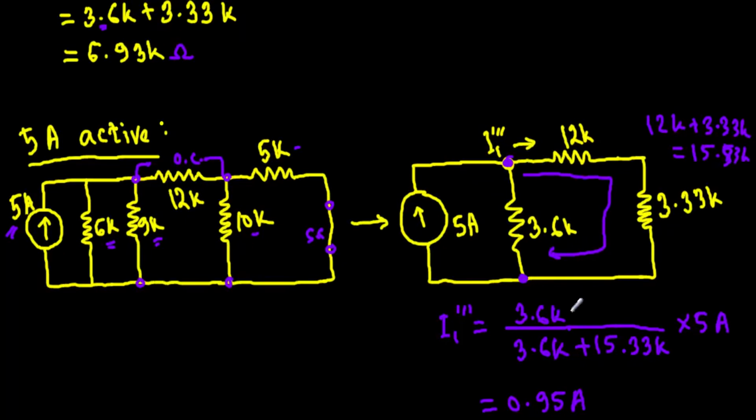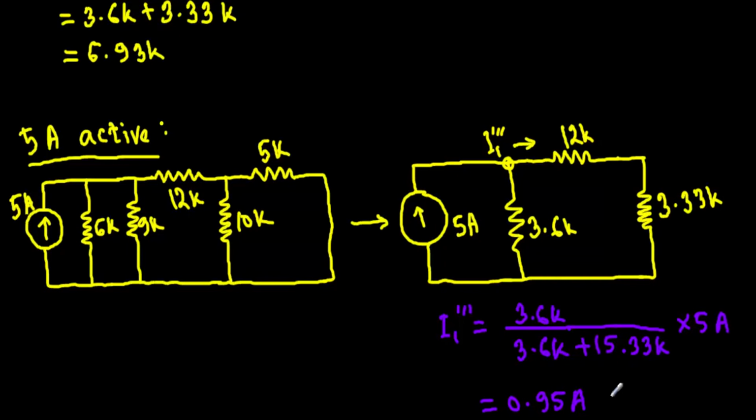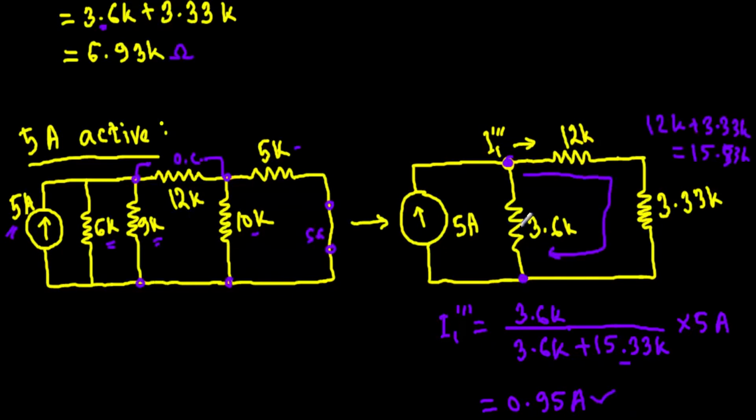I will calculate the current through this branch. That means I will take the opposite branch resistance, which is equal to 3.6 kilo ohm, and this branch has a resistance of 15.33. I will just simply add them up, 15.33 with 3.6 kilo ohm, and multiply this whole fraction with the value of total current, that is 5 ampere, which finally gives us a value of I1 triple prime equal to 0.95 ampere. Now look at the direction of current. I1 triple prime will be flowing in this direction.